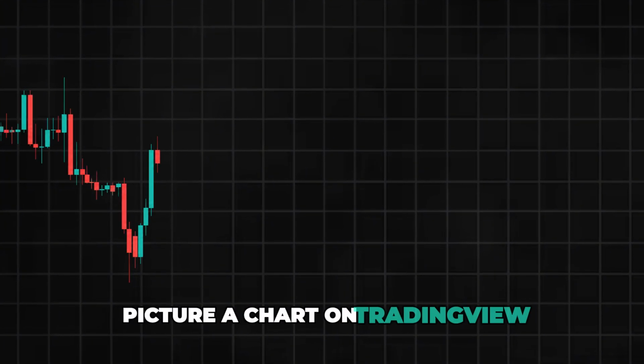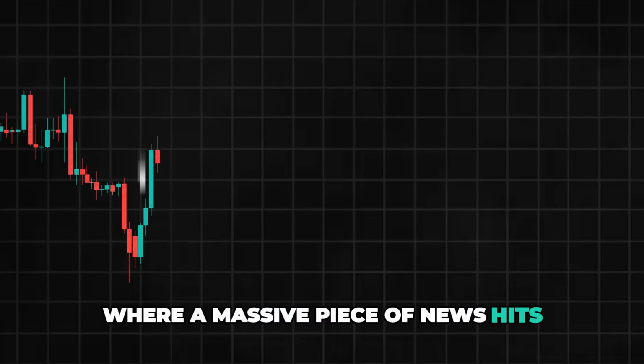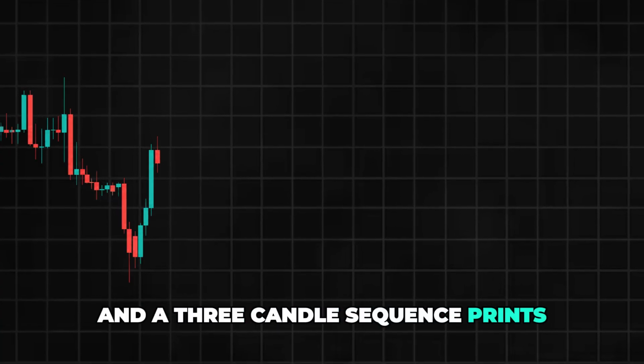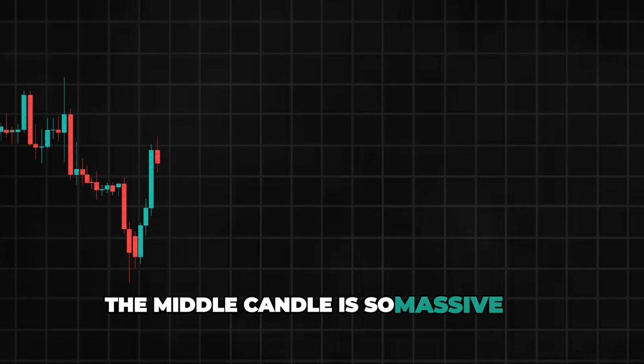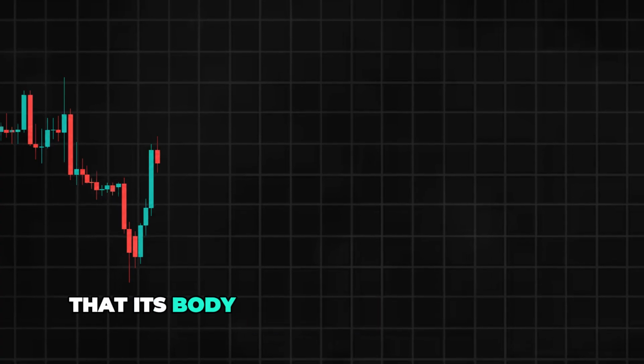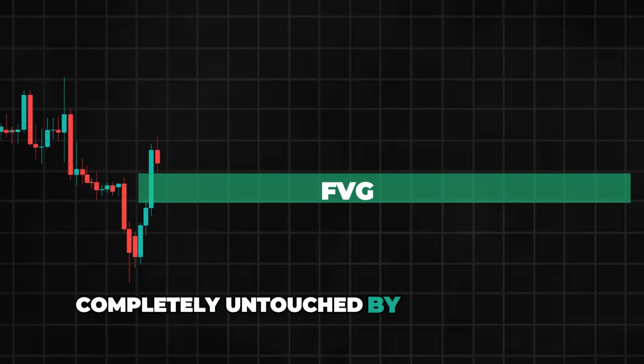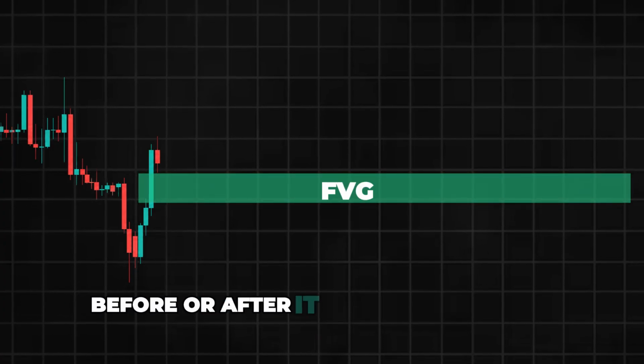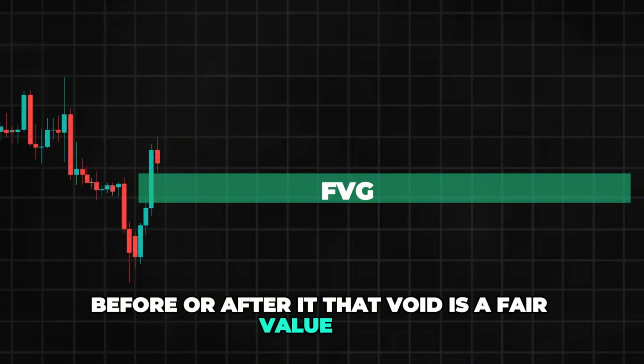Picture a chart on TradingView where a massive piece of news hits and a three-candle sequence prints. The middle candle is so massive, so aggressive, that its body leaves a giant void on the chart, an empty space completely untouched by the wicks of the candles before or after it. That void is a fair value gap.